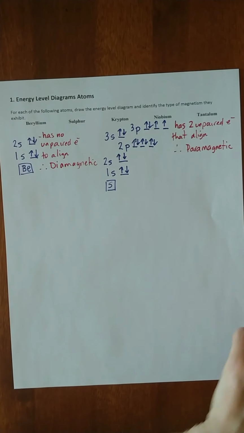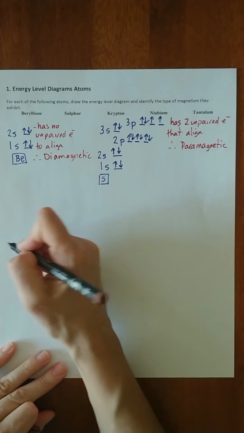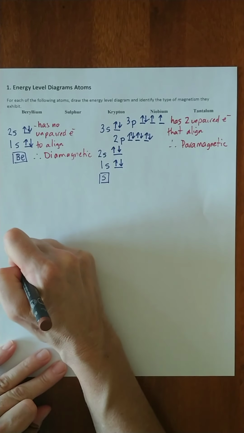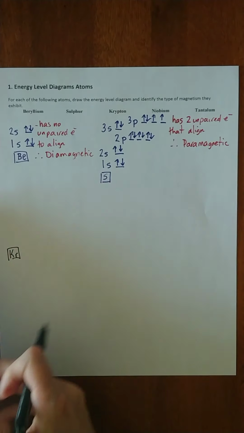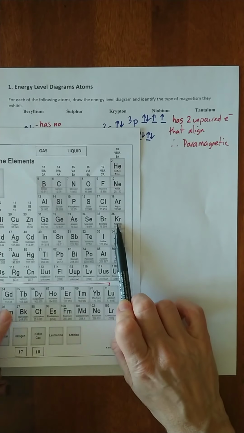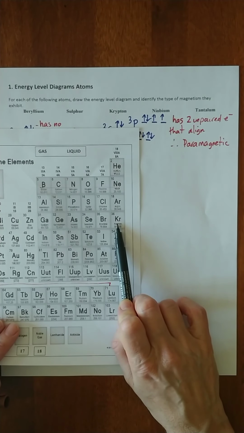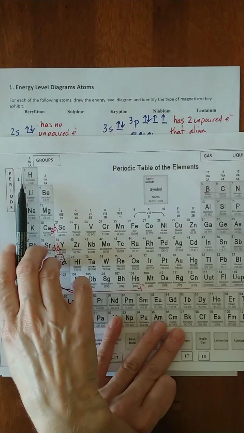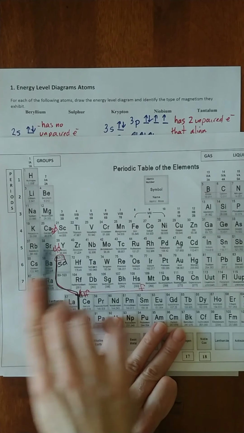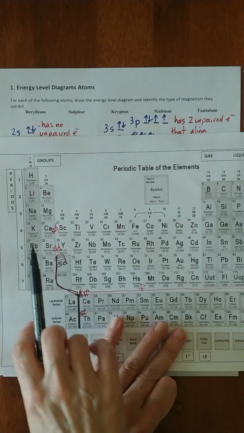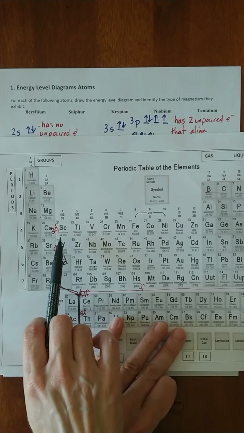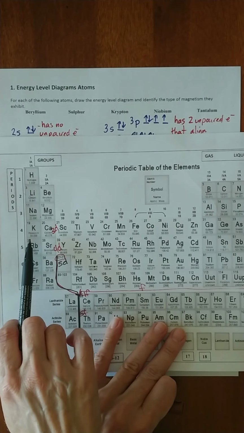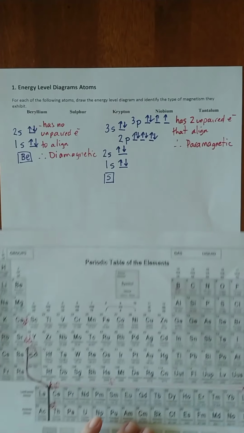Okay, so the next one is krypton, and krypton is way down here. So again, we're going to do the same thing. We're going to start with hydrogen, and we're just going to follow the blocks on our table, remembering that when you get to the D block, it's 1 less N value than the period number.